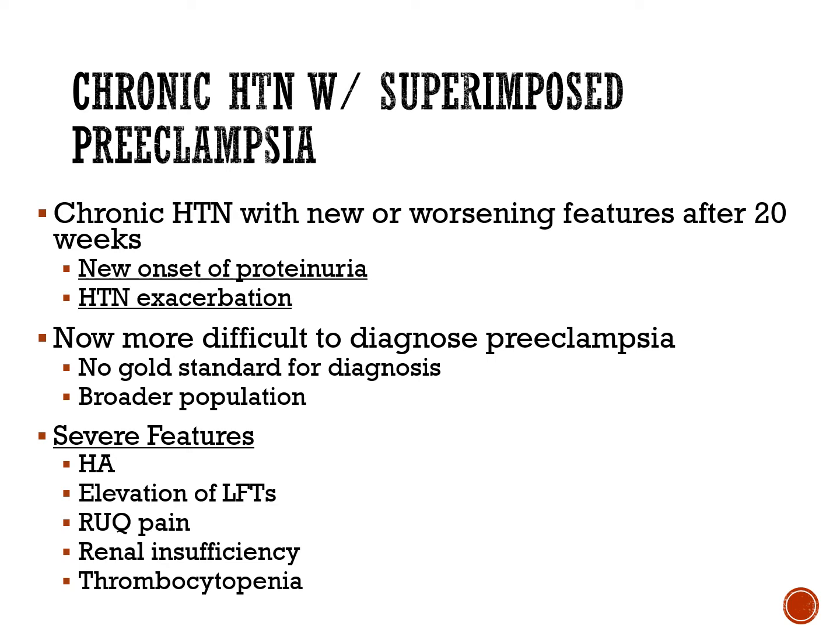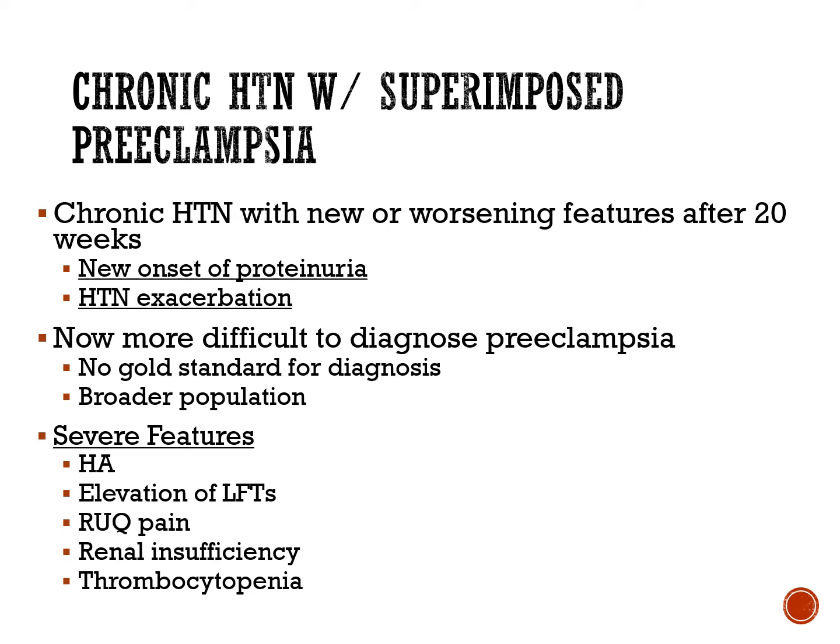They're having liver pain, that right upper quadrant pain. They have pulmonary edema and renal insufficiency. Those BUN and creatinine levels are out of whack. They're complaining of severe headaches. It's more difficult to diagnose because you've got that history of the hypertension.